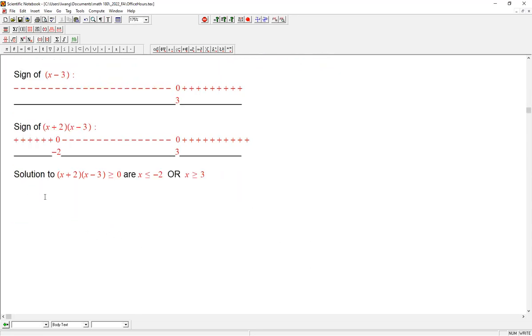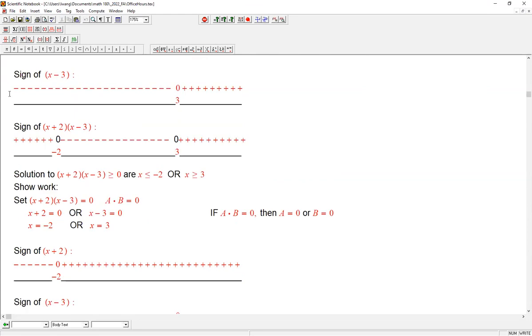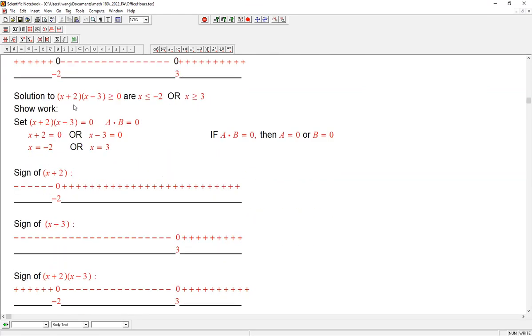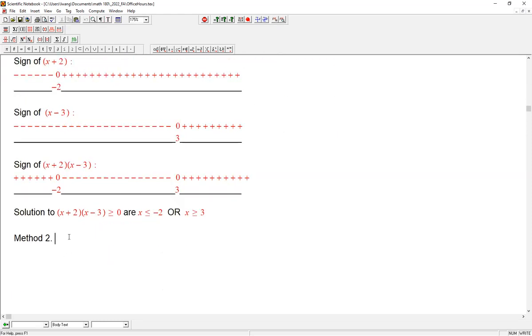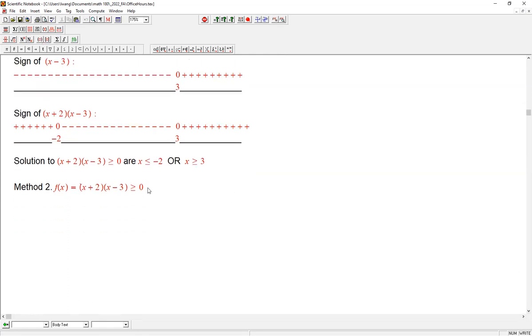The second method, method 2, is that we'll be treating this as a function. And we assume this is a function. You can assume that explicitly or implicitly. And as for this function, the if statement says we want the product to be greater than or equal to 0.